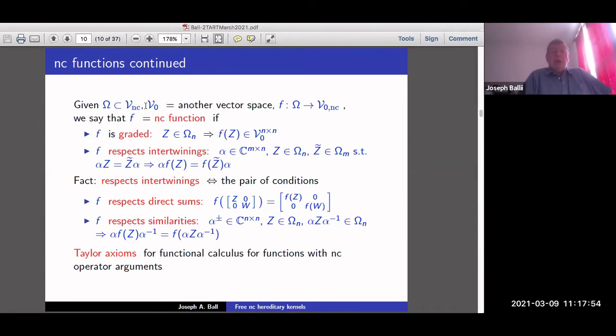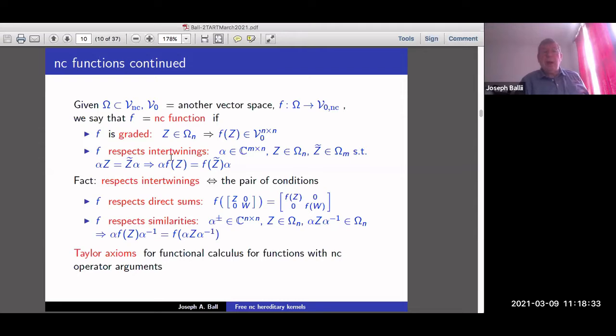So we'll take V0 as another vector space, and the noncommutative expansion of V0 is going to be the space of values for F. F is defined on some domain, which is not all of V^nc. Then we say it's a noncommutative function if it's graded. So if the Z in the domain is at level n, then F of Z, the value, is at level n in the range space. So level n of the range space is M by N matrices over this other vector space V naught.